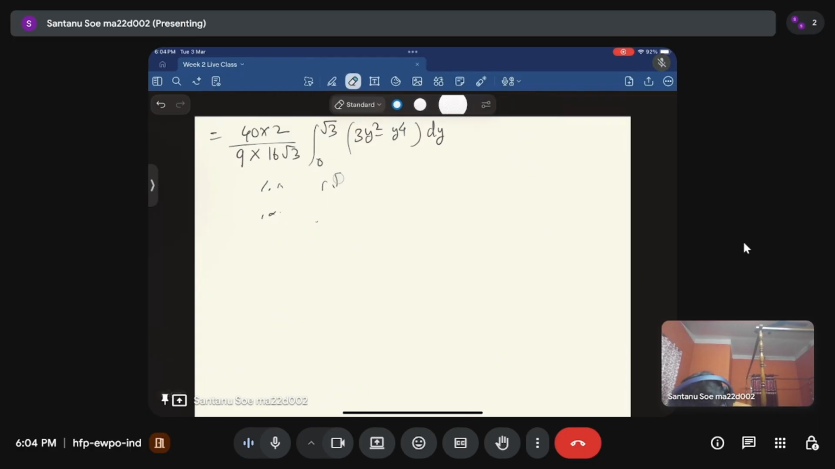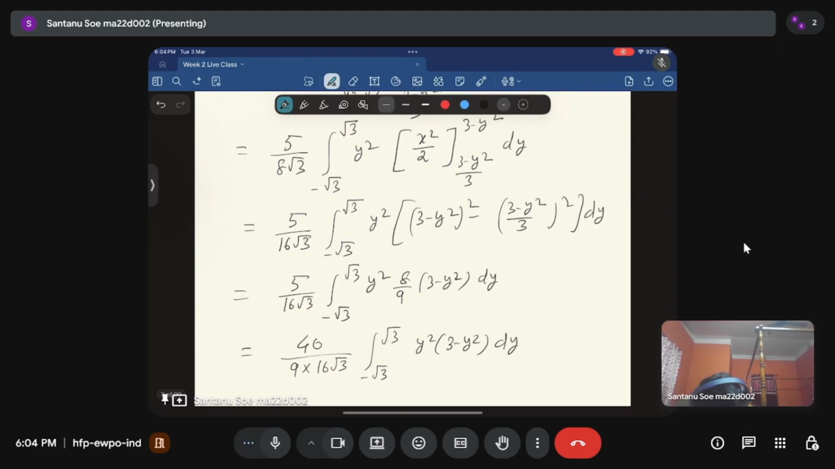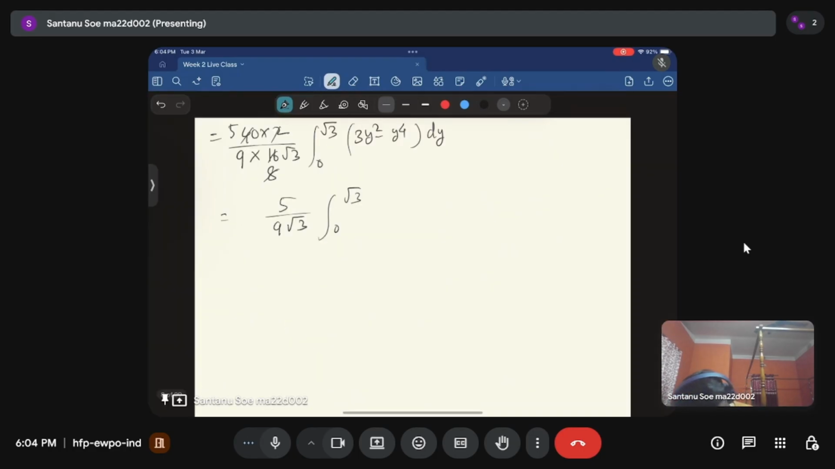or maybe we can cancel out a little bit. So this is going to be 8 and this is going to be 5. So 5 by 9 root 3, from 0 to root 3, and this is going to be whole square. So y square times (3 minus y square) whole square dy. Okay. So this is y square times (9 minus 6y square plus y to the power 4) dy.